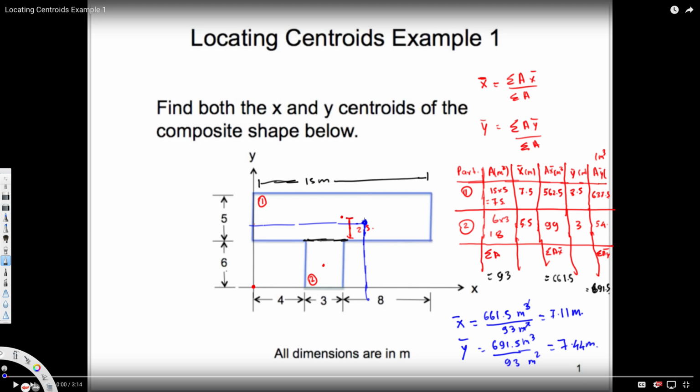So this is how we find the centroid for the complex objects. I hope you guys understood this concept, and see you next time.